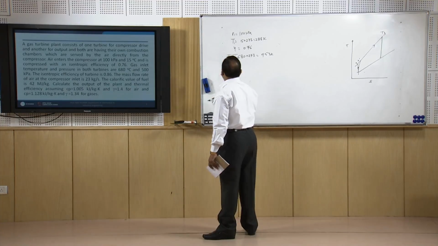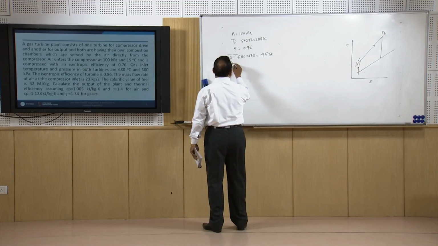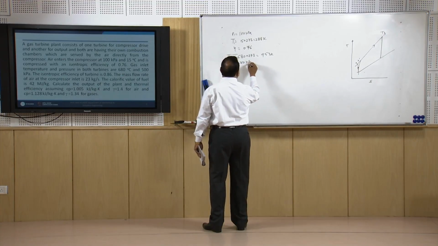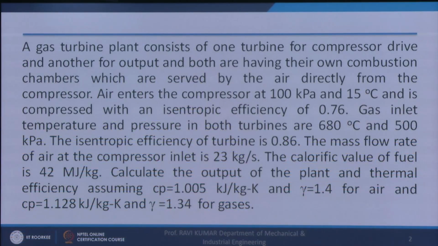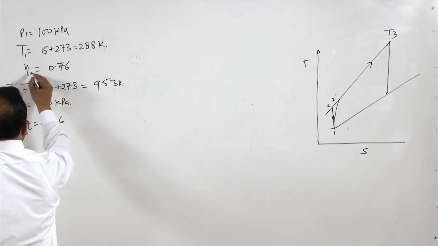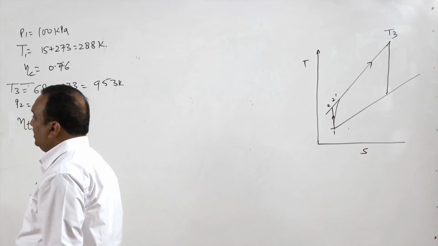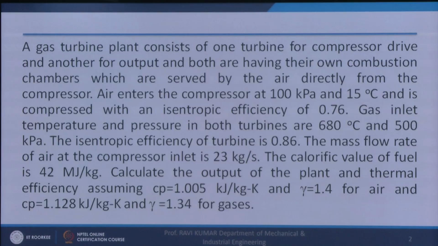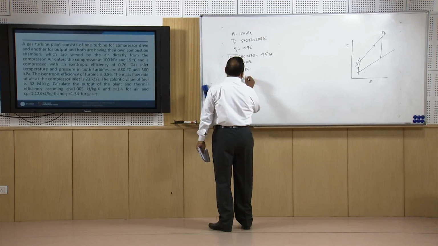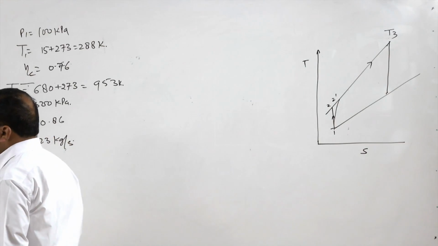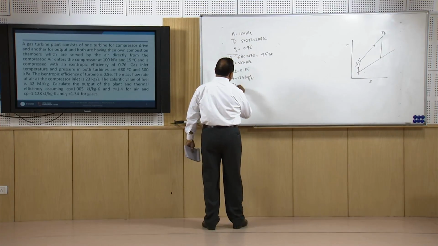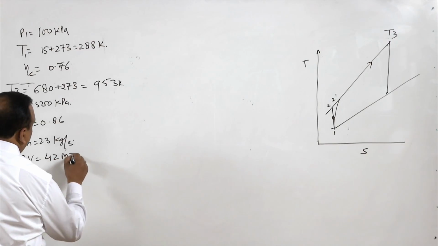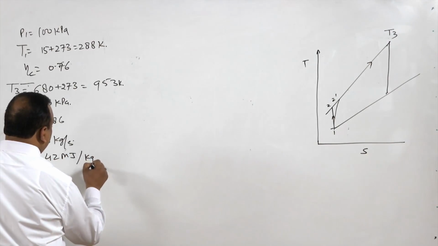And 500 kilopascal. So, P2 is 500 kilopascal. The isentropic efficiency of the turbine is 86%. So, isentropic efficiency is 0.86. This is the isentropic efficiency of the compressor. The mass flow rate of air at the compressor inlet is 23 kg per second. The calorific value of fuel is 42 megajoules per kg. So, CV is 42 megajoules per kg.